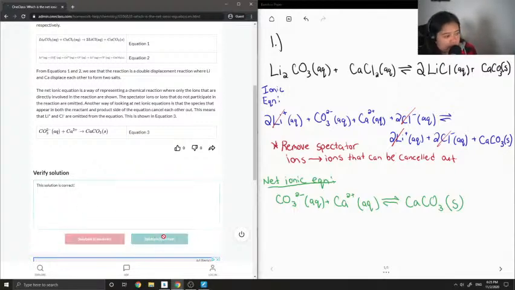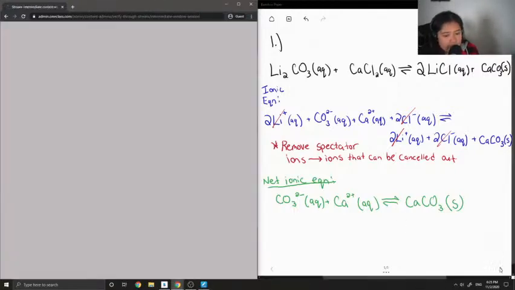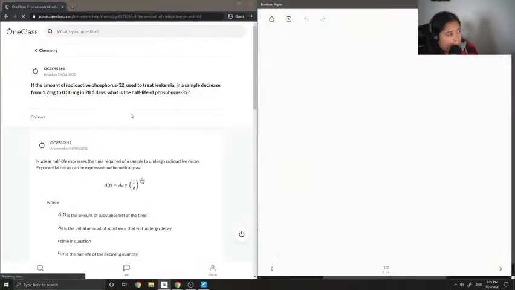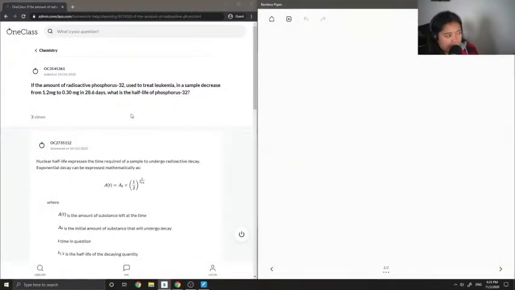Okay, so now let's move on to question number 2. If the amount of radioactive phosphorus 32 used to treat leukemia in a sample decreases from 1.2 milligrams to 0.3 milligrams in 28.6 days, what is the half-life of phosphorus 32?